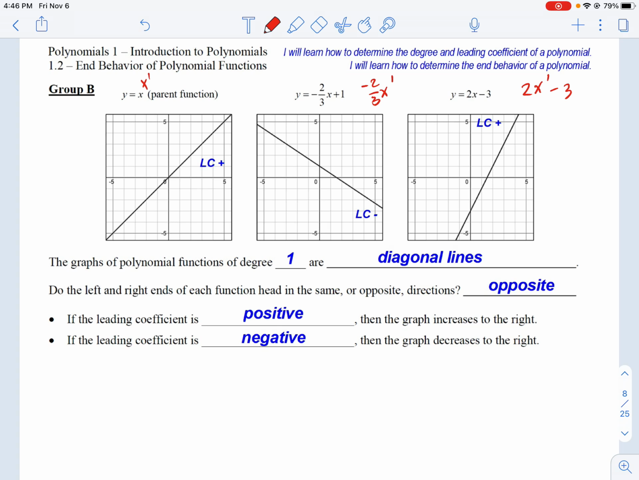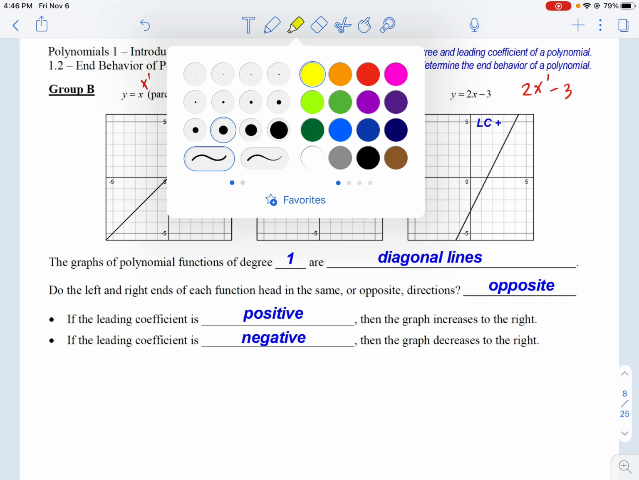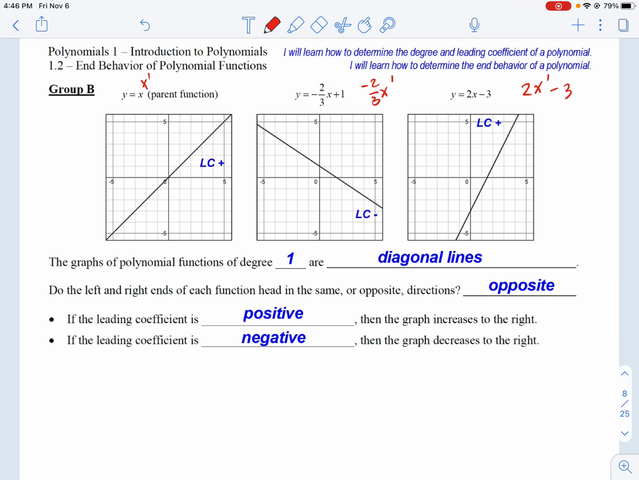Now, I would like you to notice here, do the left and right ends of each function head in the same or opposite direction? So when I say the same or opposite direction, here's what I'm trying to say. On the left side, you're ending down. But on the right side, you're ending up, right? So you're increasing to the right, decreasing to the left.